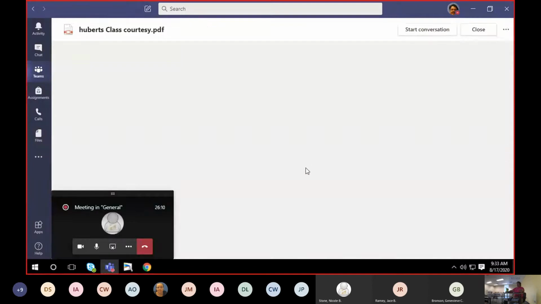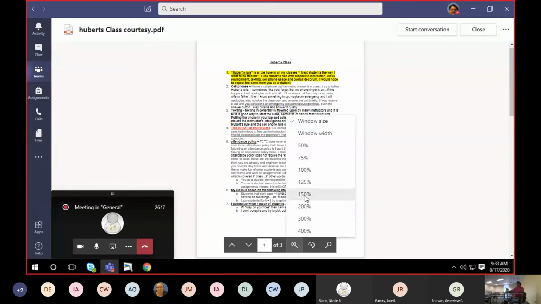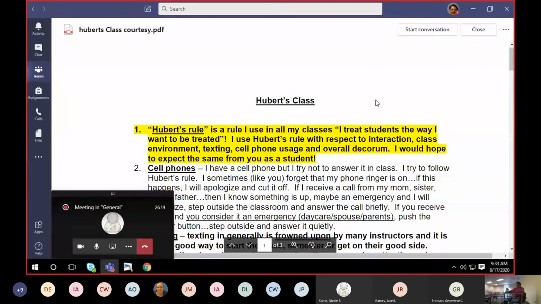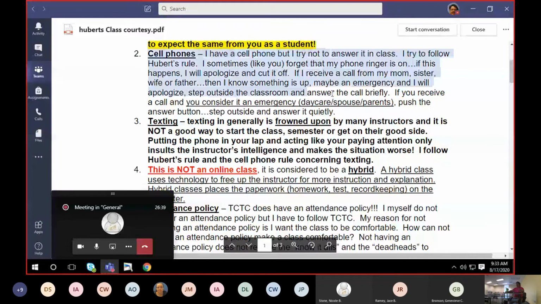So what about my class? My number one rule, and it's never let me down: I treat students the way I want to be treated. Now, I can't police you while you're at home. All I can say is, if you're respectful to me, I'll be respectful to you. I can't police cell phones and texting at home, so we can throw number 2 and 3 out the door. Okay?